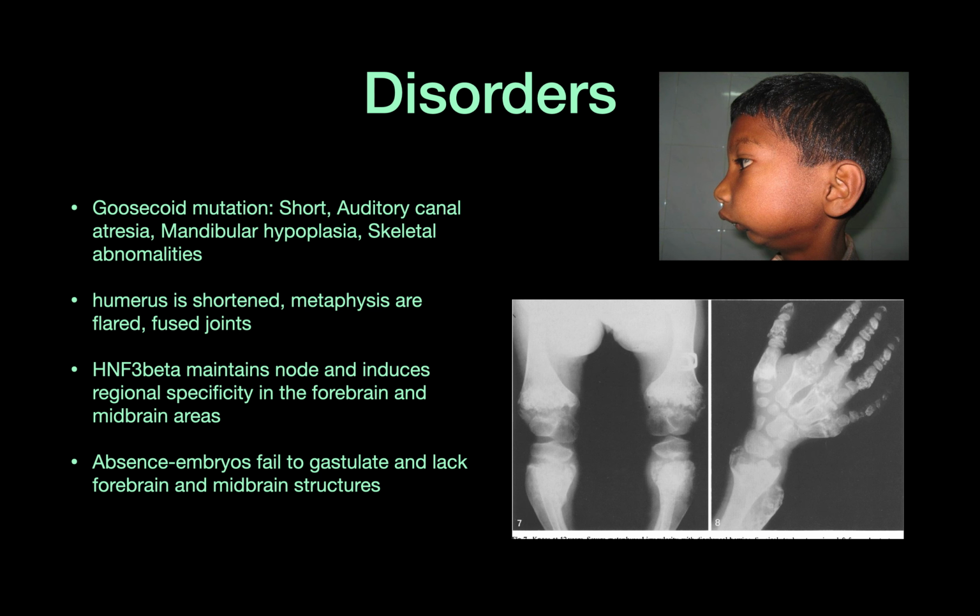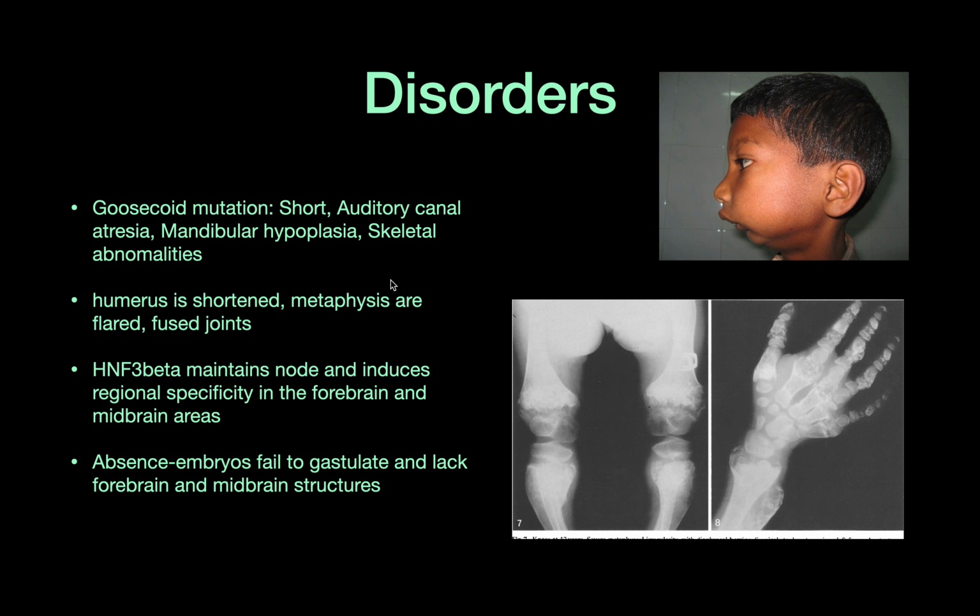Here's a few disorders. The goosecoid mutation, you can remember it by the acronym SAMS, which means short stature, auditory canal atresia, which means they may not have a fully developed auditory canal, and mandibular hypoplasia, which means that the jaw is not fully developed. Look how regressed the jaw is and how much of an overbite the child has.